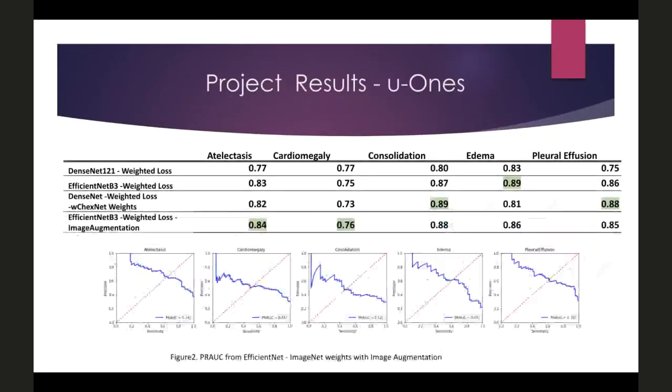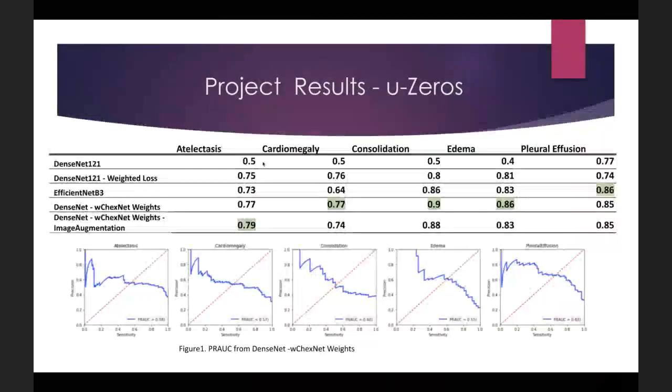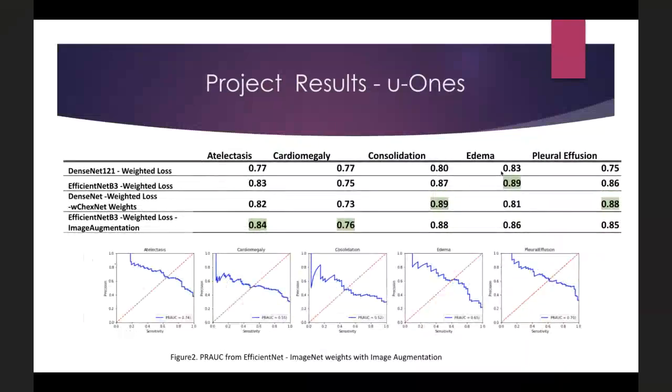Then this is our project result. Our best model overall on average is by using the U1 labeling strategy, and you can see the effect of applying the weighted loss function. If you look at this model without weighted loss, the AUC is pretty horrible, not able to distinguish positive and negative class. After applying weighted loss, we improved model accuracy significantly. And you can see image augmentation improved model accuracy for EfficientNet B3.